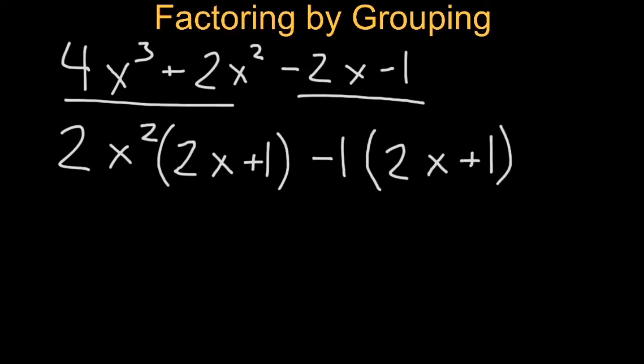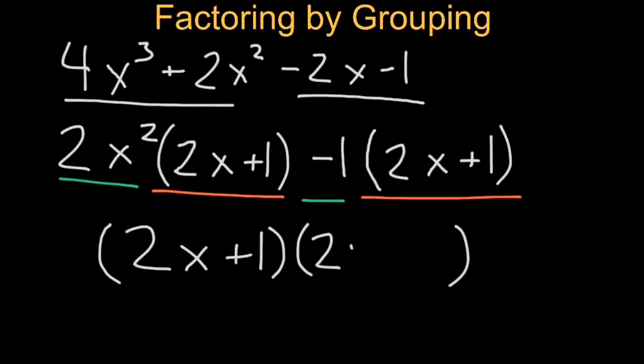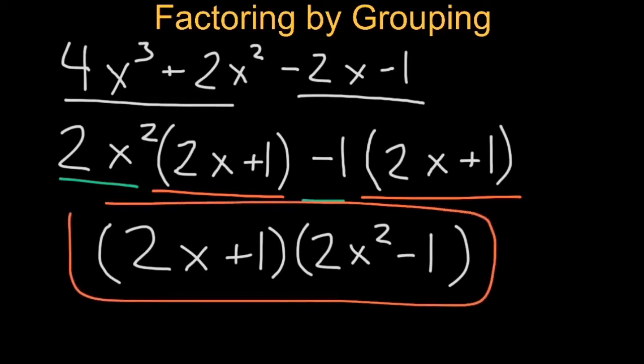So with this, what can we factor out further? We can factor out these two things right here. So we have 2x plus 1 in one bracket, and what we're left with is these two terms here. So 2x plus 1 in one bracket, and the other bracket is 2x squared minus 1. And this is our final answer here.